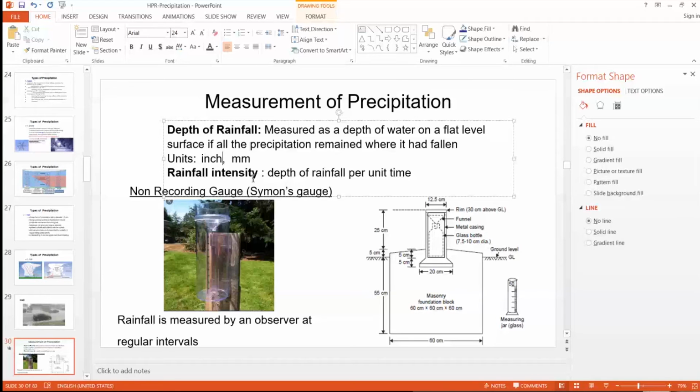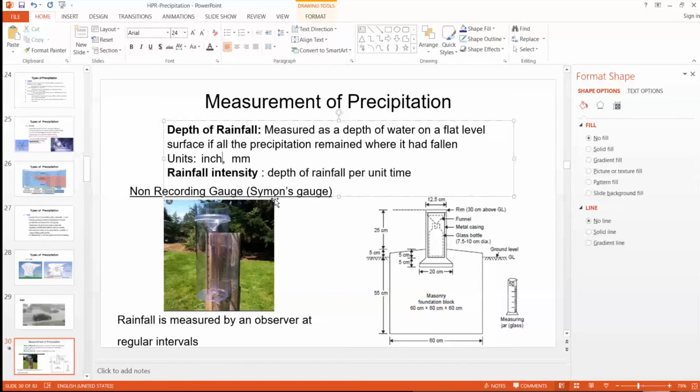Then rainfall intensity, which is how strong the rain is, is defined as the depth of rainfall per unit time. This precipitation or rainfall is measured using a rain gauge, and rain gauges are of different types. Based on recording or non-recording, they are classified as recording or non-recording gauges.